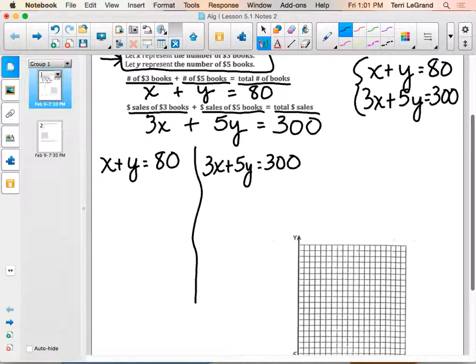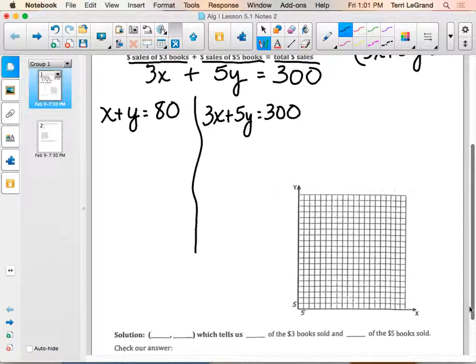Okay? What do we have to do to that first one? Okay, how do we do that? Okay, subtract x from both sides. Okay, so now what's our equation read? Okay, y equals negative x plus 80, or 80 minus x, but this is now in the actual slope-intercept form, y equals mx plus b.